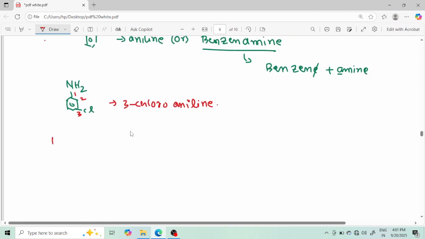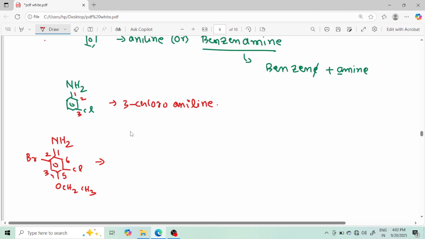Now if I give you this one, NH2, and let's say Cl is given, OCH2CH3 is given, and then Br is given. Tell me from which direction you will start the numbering. I'll start the numbering from here, 1 2 3 4 5 6, because if you use the other side you will get higher number positions for the side chains.